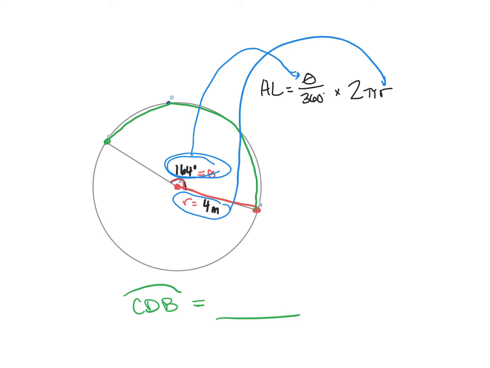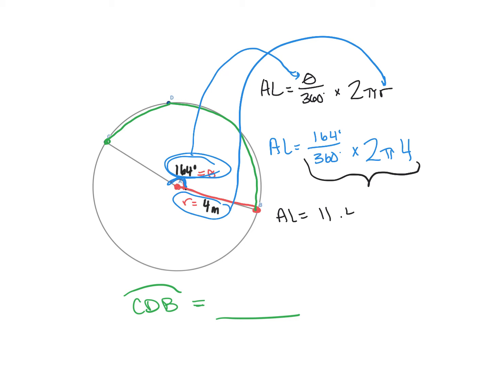So if we input both of those values into our formula, we now can find the arc length by taking 164 degrees, our angle right here, divided by 360 degrees, the total number of degrees in an entire circle, times the circumference formula of 2 pi and my radius of 4. Now, if you were to enter this into a calculator exactly as you see it, 164 divided by 360 times 2 times pi times 4, you would end up with an arc length that is equal to 11.4493, on and on and on, right?